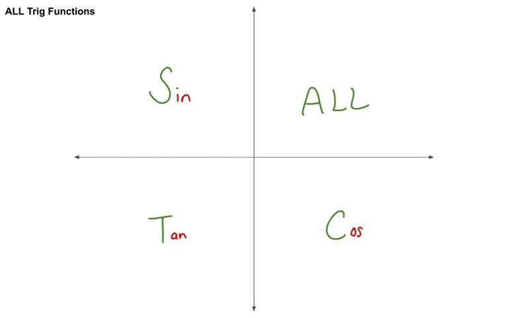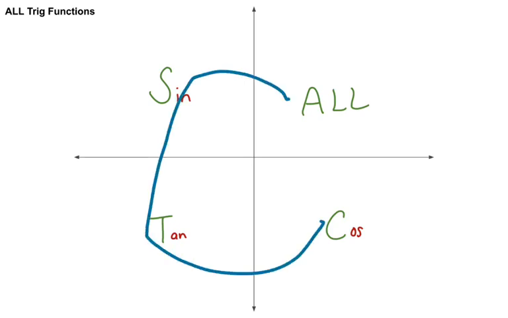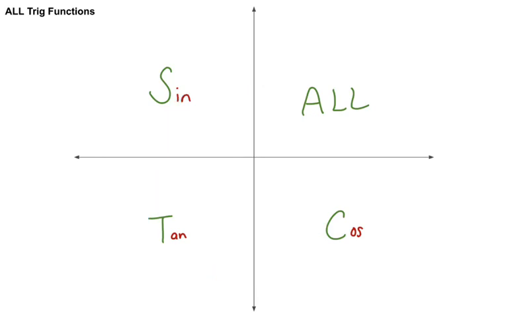And then the reciprocals also. Some of my students think of it this way instead. All students take calculus. That one works better because it goes in the order of the quadrants. But however you feel works for you, that's how we can remember what functions are positive in which quadrants.